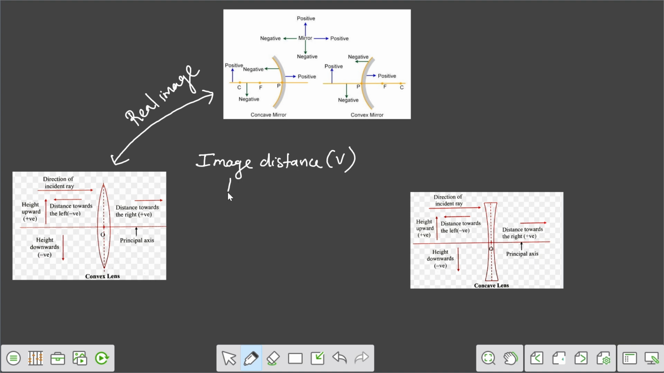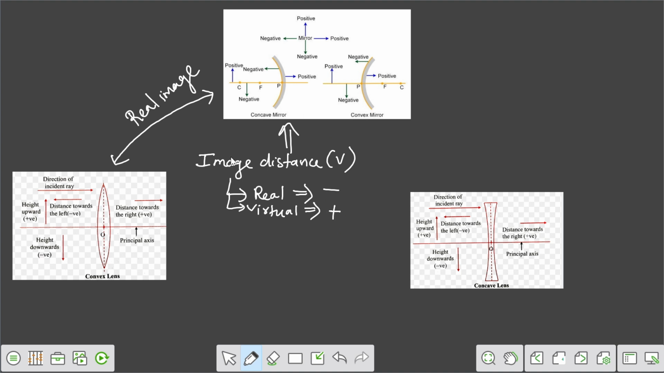So we know that we have two types of image, real image and virtual image. Let's talk about mirrors first. What will be the sign of real image? We know that only concave mirror will give you real and it will be on the left side, so negative. What about virtual? Positive, just opposite.